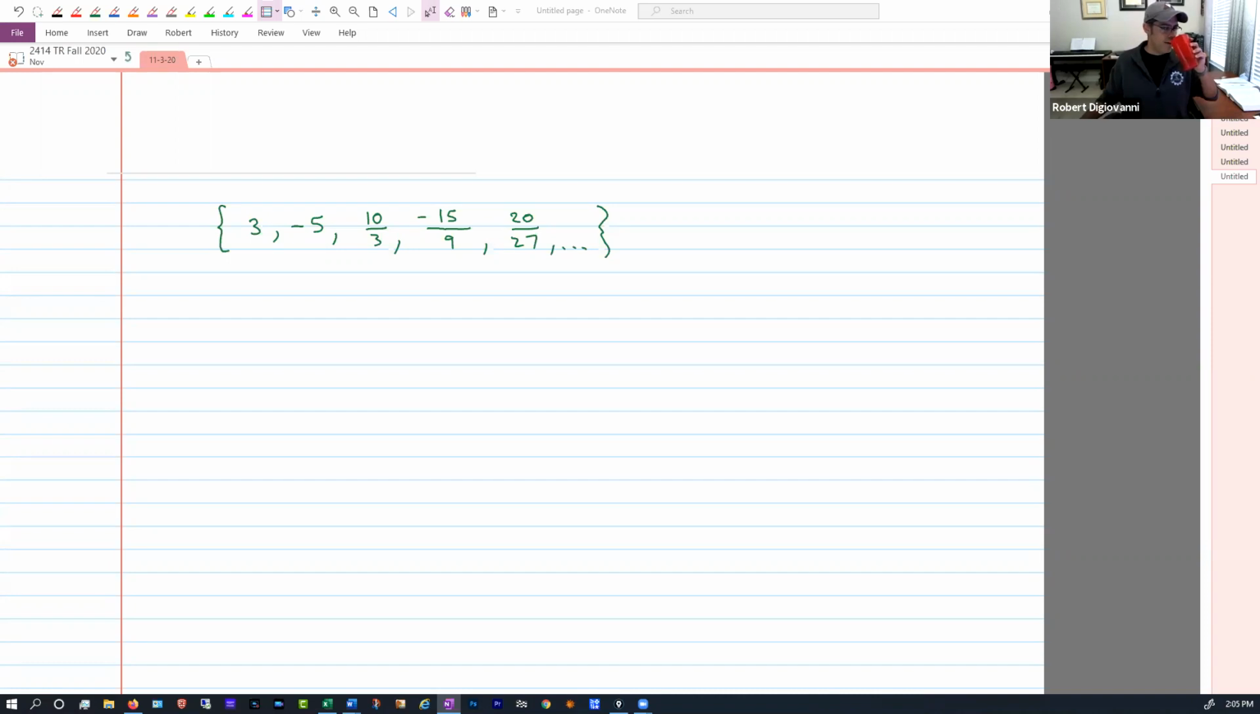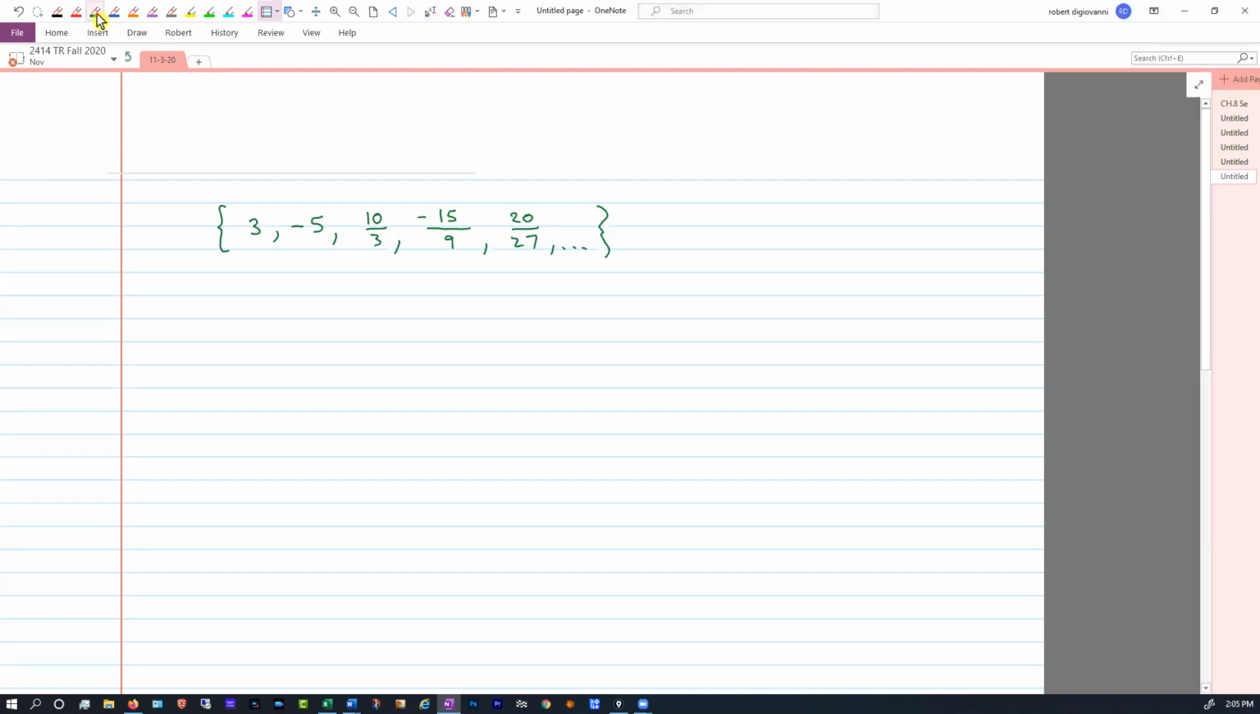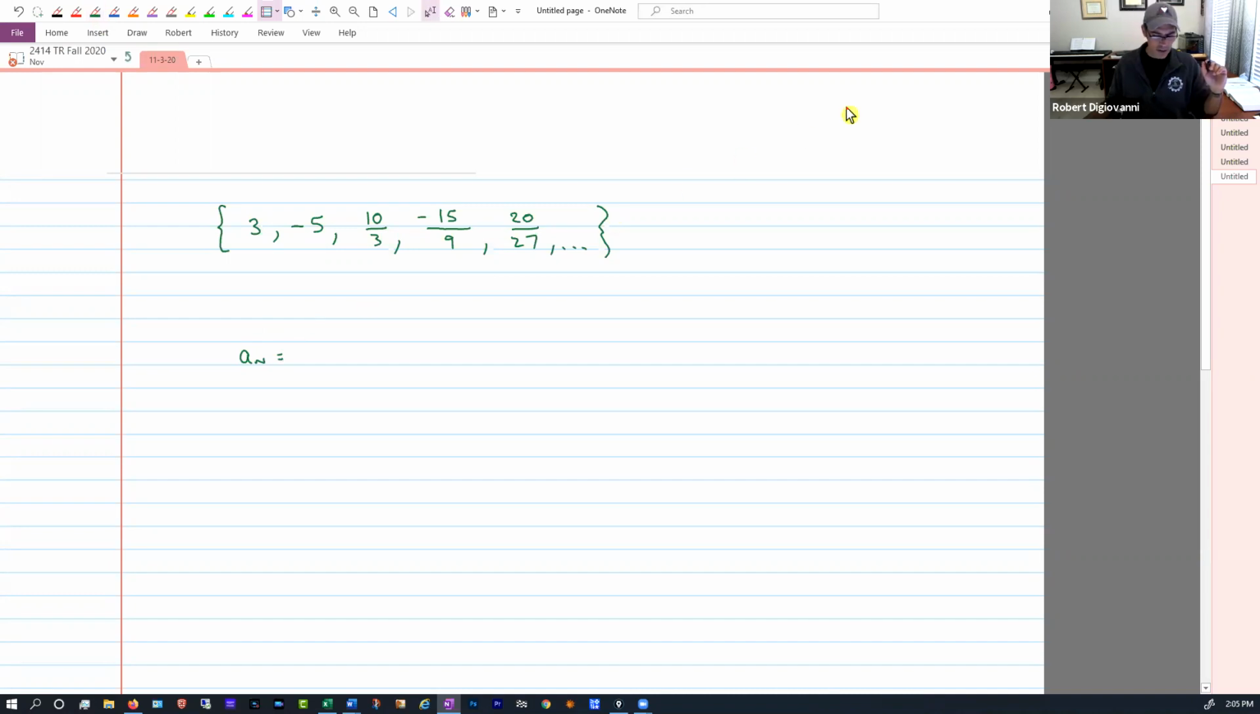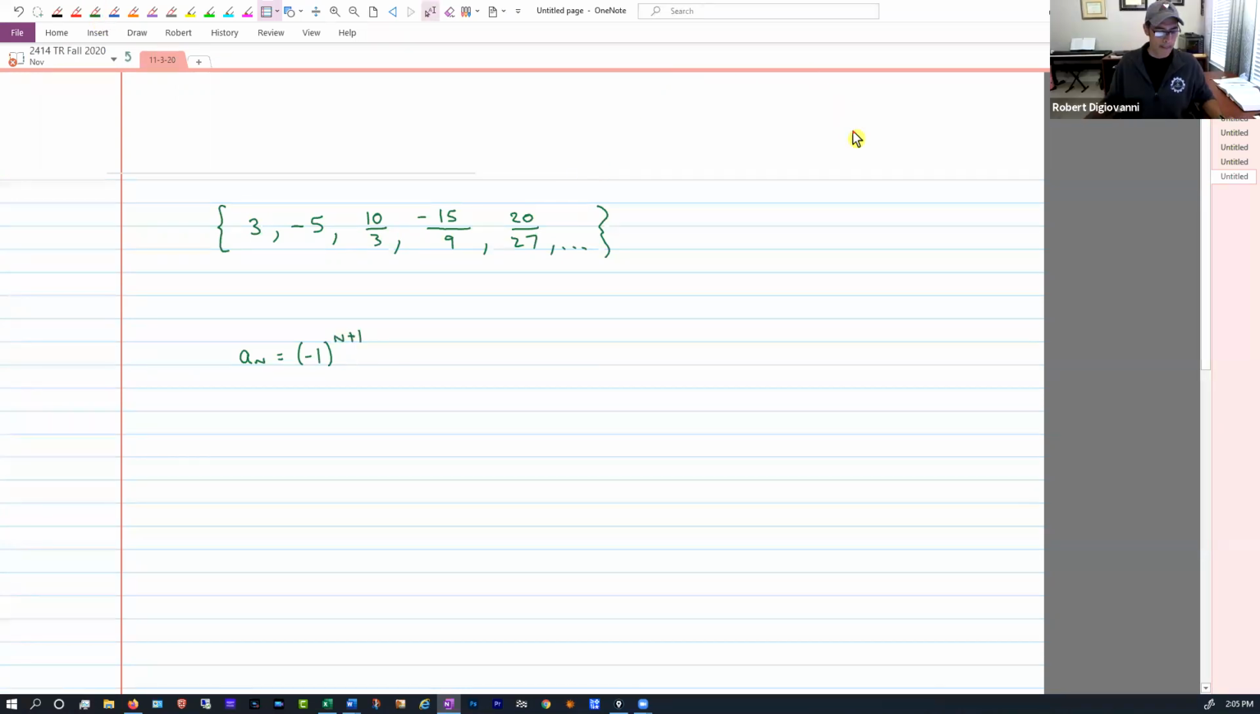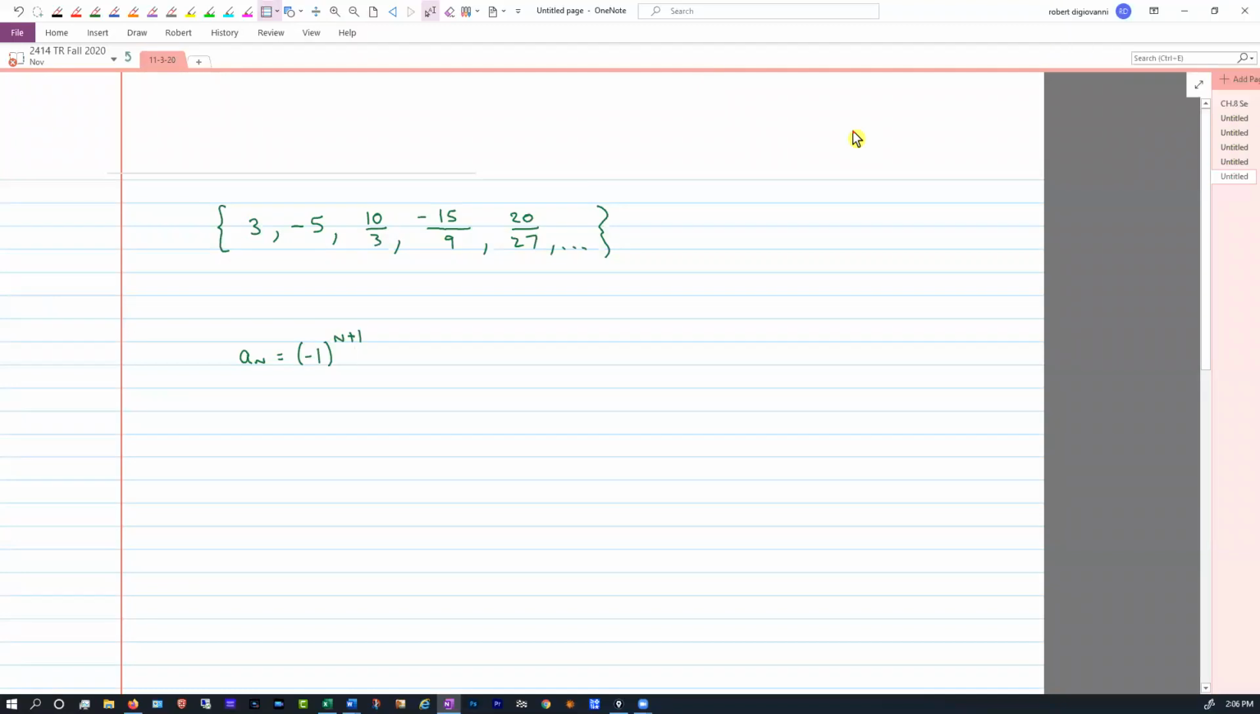All right, anybody have an idea? I just have the idea for the alternating sequence. Okay, how can you make it alternate? Negative one to the n plus one. Everybody okay with that? That'll take care of the alternating part. Anybody see any other patterns?